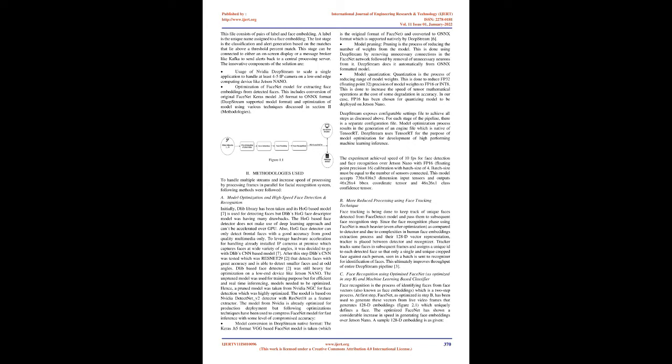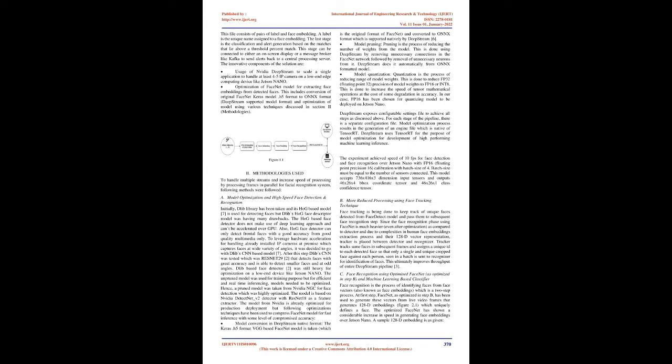To handle multiple streams and increase the speed of processing by processing frames in parallel for the facial recognition system, the following methods were followed. A. Model optimization and high-speed face detection and recognition. Initially, the Dlib library was taken and its HOG-based model was used for detecting faces, but Dlib's HOG face descriptor model had many drawbacks. The HOG-based face detector does not make use of a deep learning approach and can't be accelerated over GPU. Also, the HOG face detector can only detect frontal faces with good accuracy, and only from good quality multimedia.